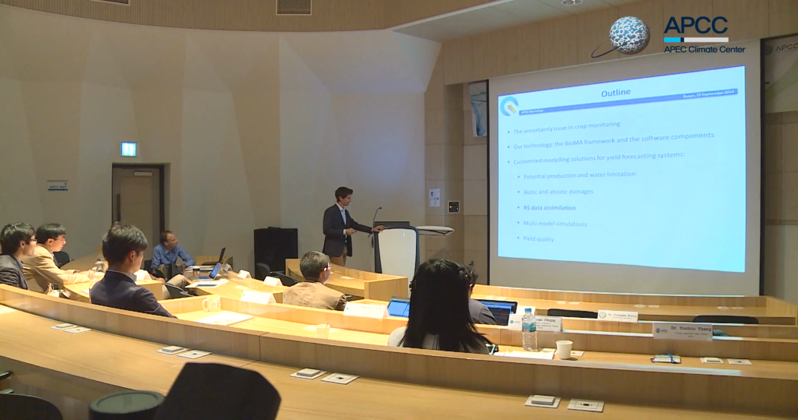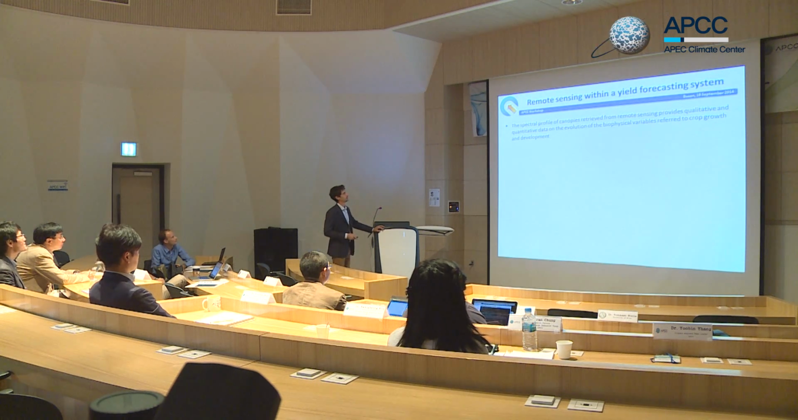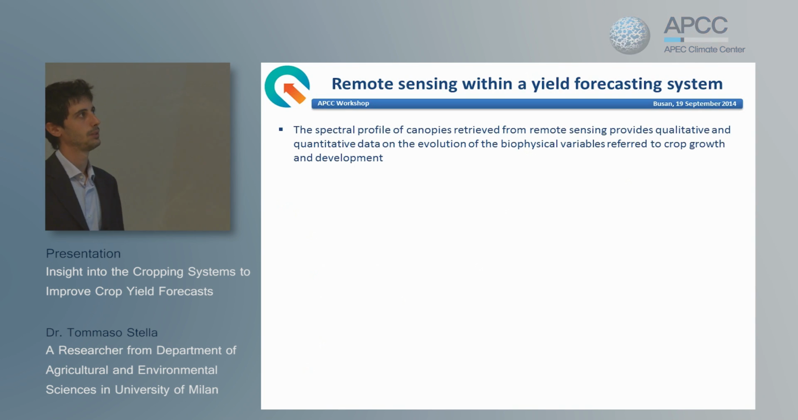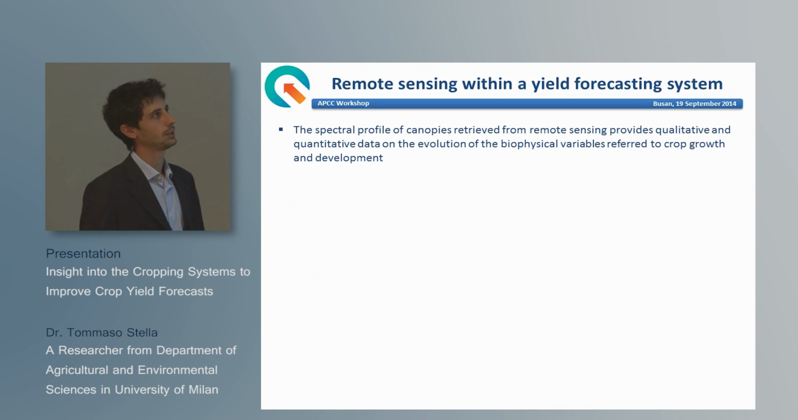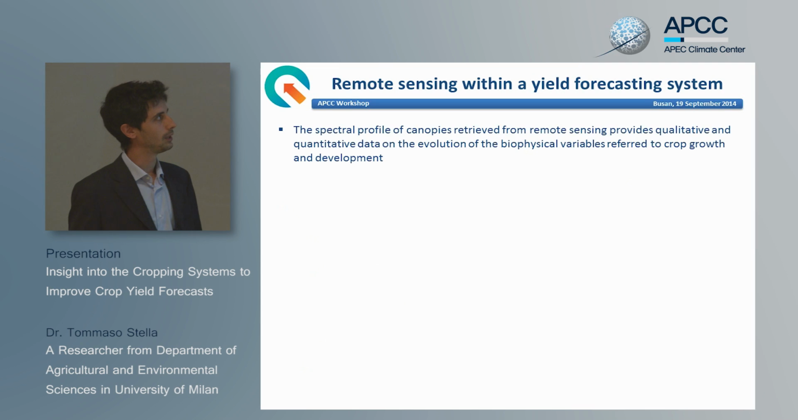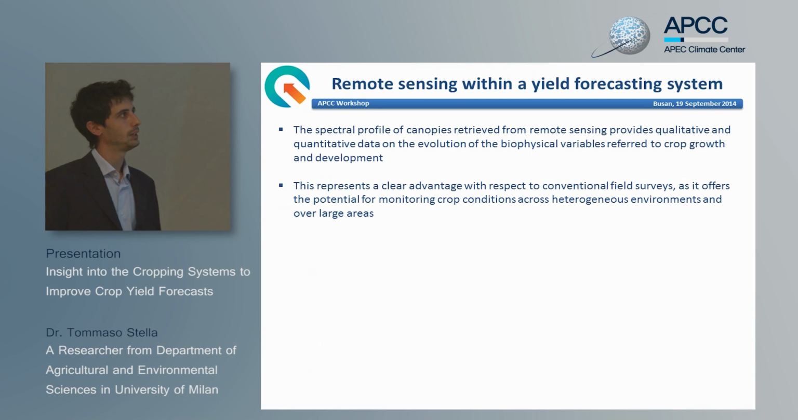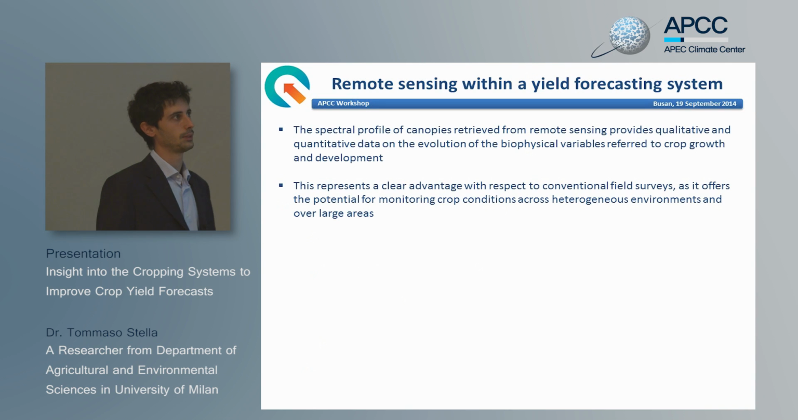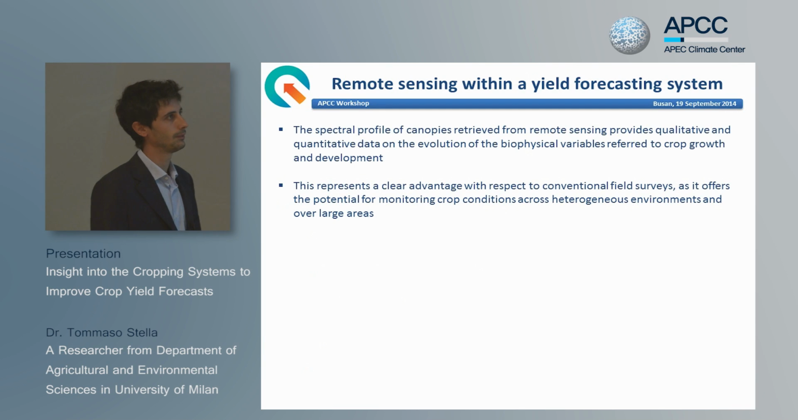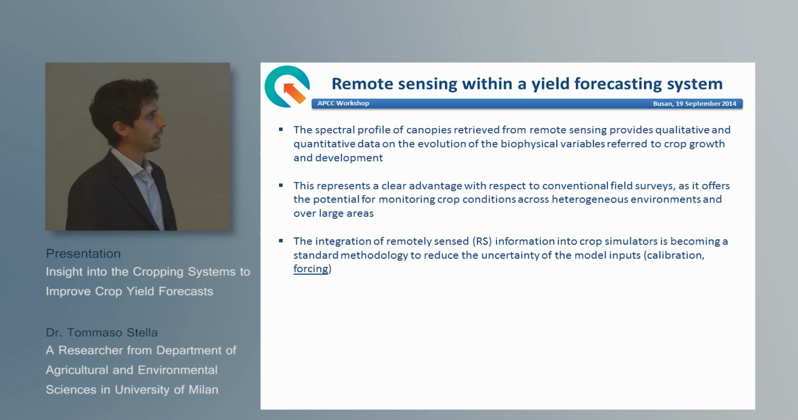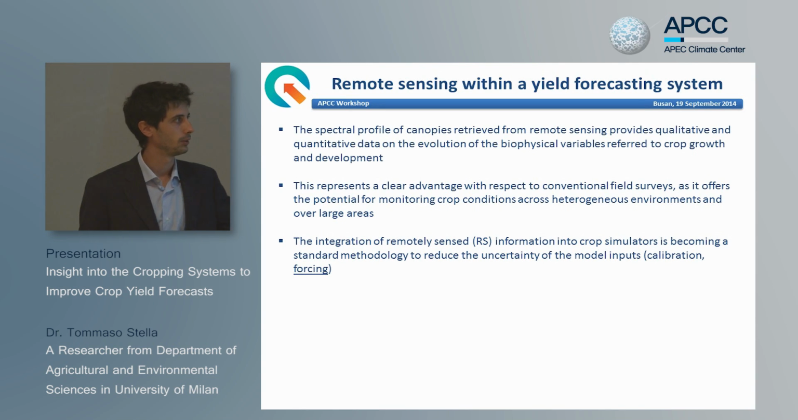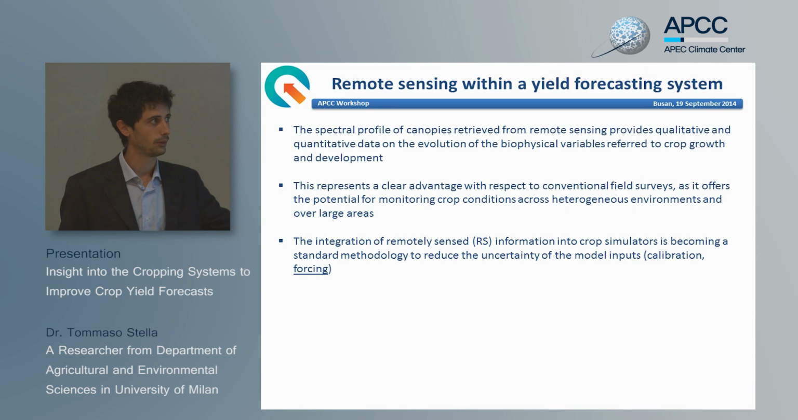Okay. So we have some experience in remote sensing data assimilation. And you know that the spectral profile of canopies retrieved from remote sensing provides quantitative and qualitative data on the evolution of the biophysical variables referred to crop growth and development. And this represents a clear advantage with respect to conventional field surveys, as it offers the potential for monitoring crop conditions across heterogeneous environments and over large areas. And the integration of remotely sensed information into crop simulation is becoming a standard methodology to reduce the uncertainty of the model inputs.